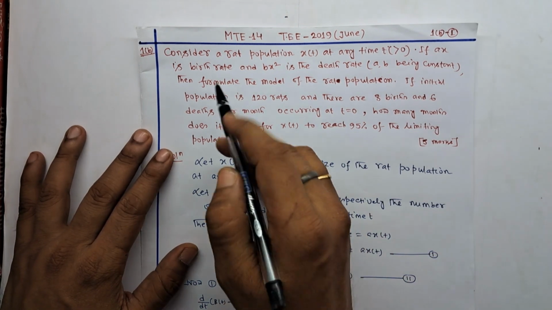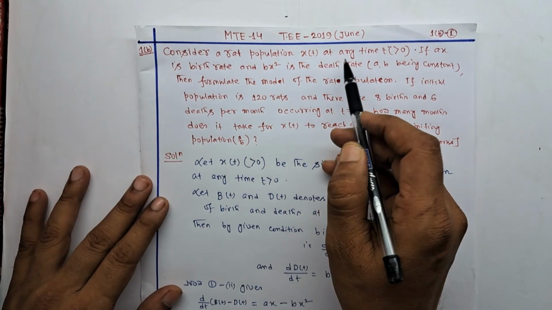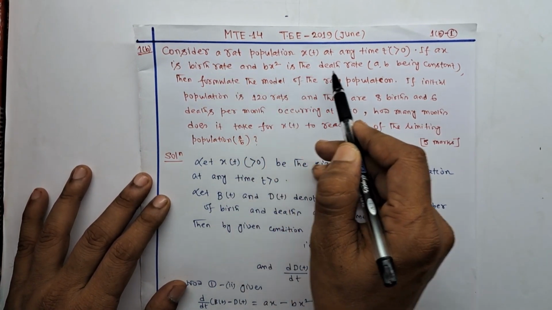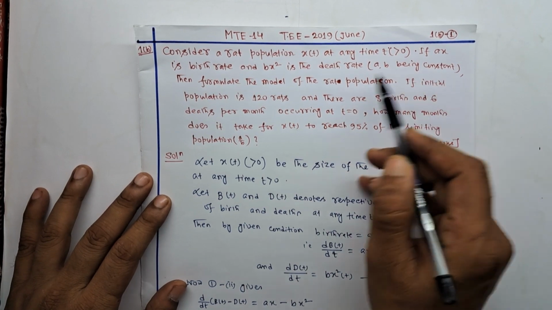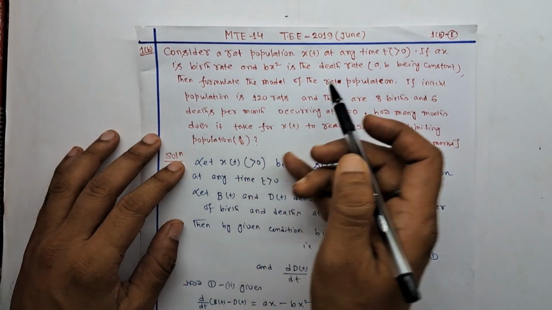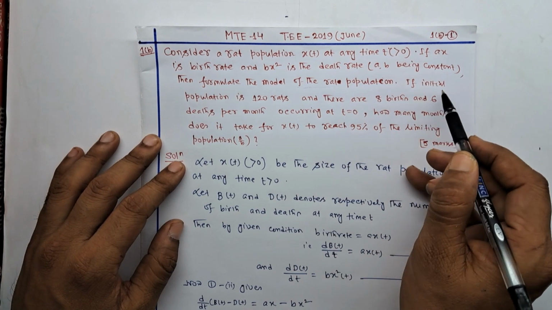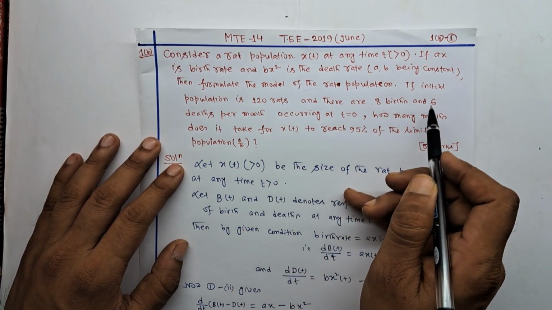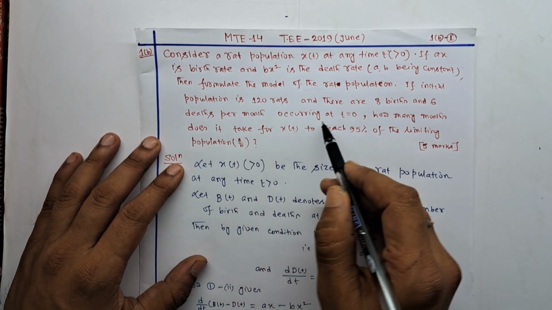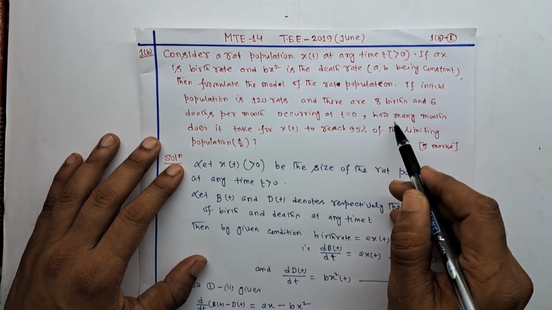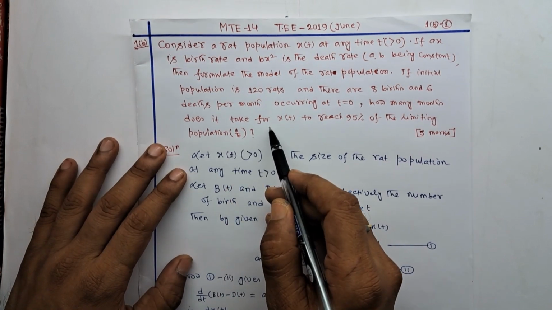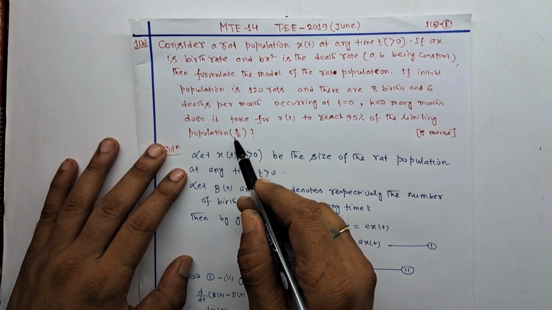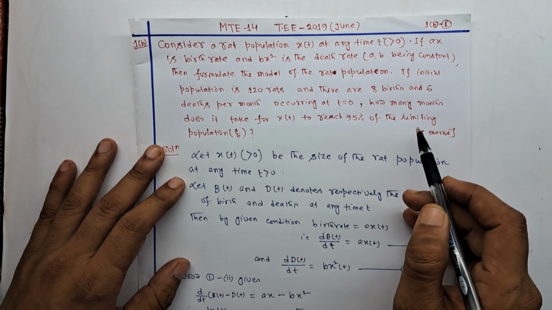Consider a rat population x(t) at any time t greater than 0, if ax is the birth rate and bx squared is the death rate, a and b being constants. Then formulate the model of the rat population. If the initial population is 120 rats and there are 8 births and 6 deaths per month occurring at t equals 0, that is initially, how many months does it take for x(t) to reach 95% of the limiting population, or threshold population?